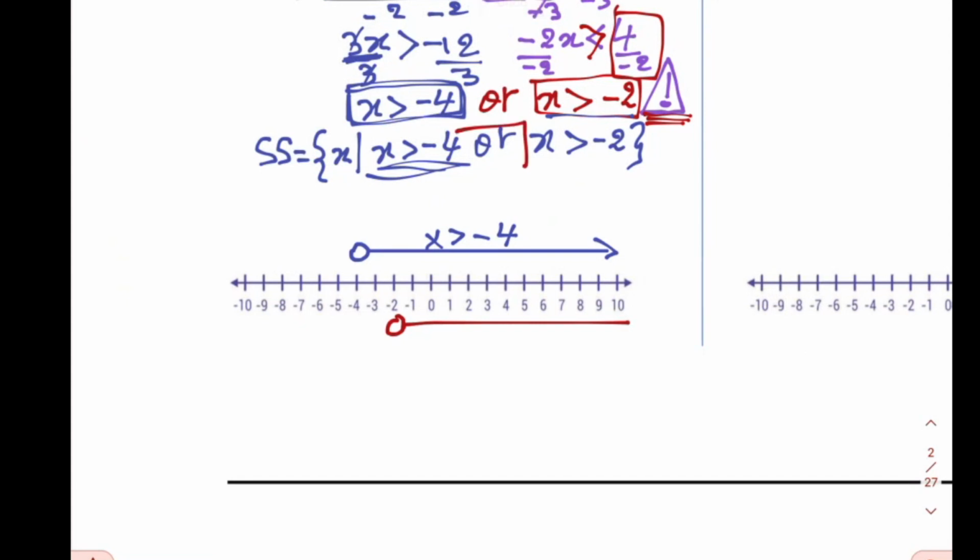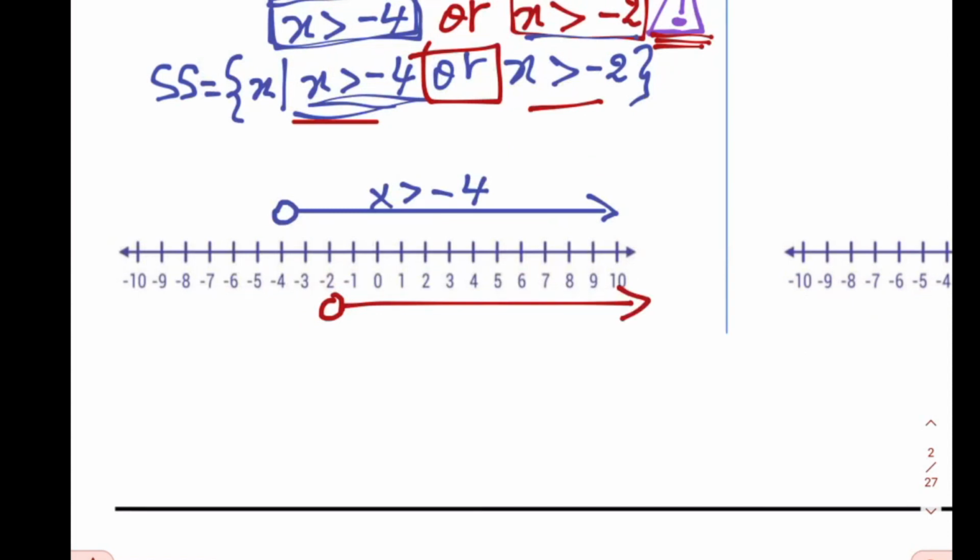But it says "or." What does "or" mean? Any solution that verifies x more than negative 2 or verifies x more than negative 4 is a solution. So the values here verify this or this. Always when you have "or," you use what we call a union. You take the one that covers all of them. Sometimes you get them in different directions, and you take all of them.